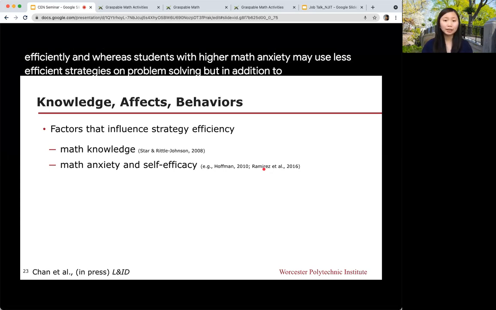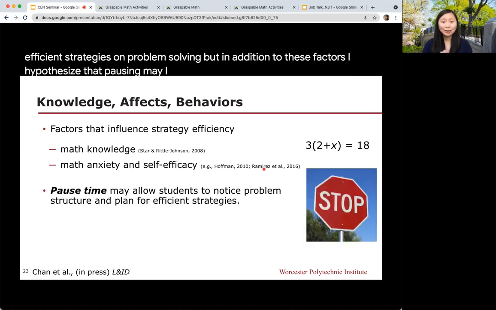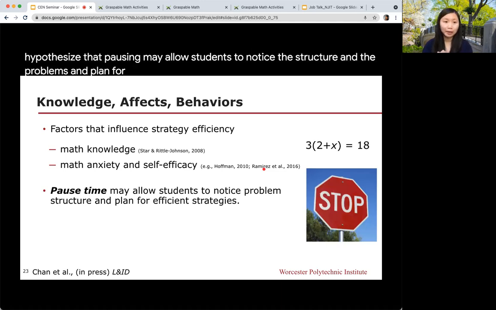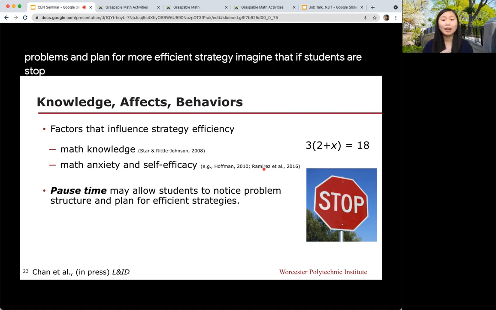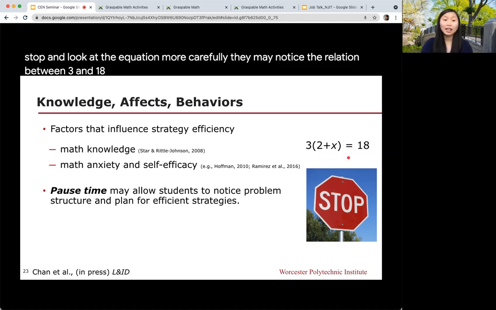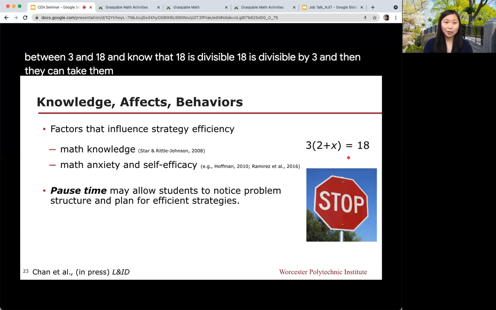But in addition to these factors, I hypothesize that pausing may allow students to notice the structure in the problems and plan for a more efficient strategy. Imagine that if students just stop and look at the equation more carefully, they may notice the relation between 3 and 18 and know that 18 is divisible by 3. And then they can take that more efficient strategy to solve for x.